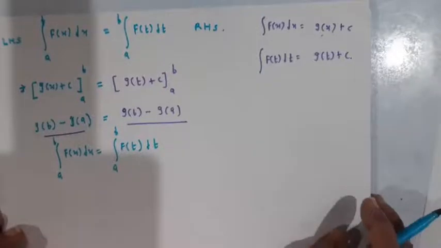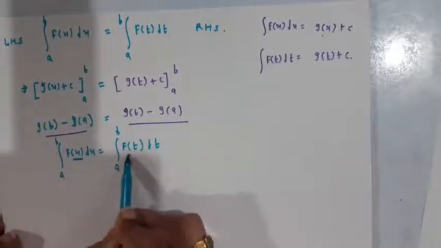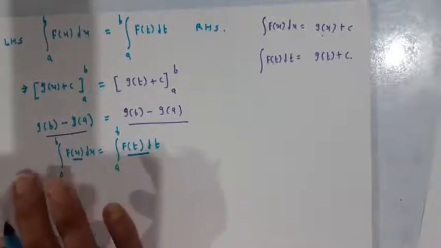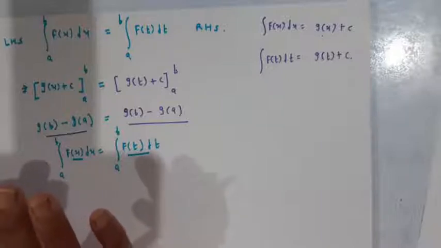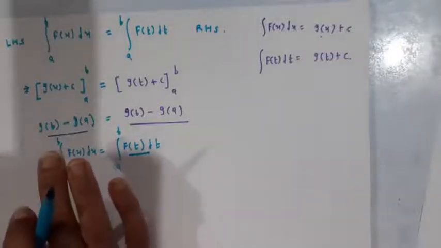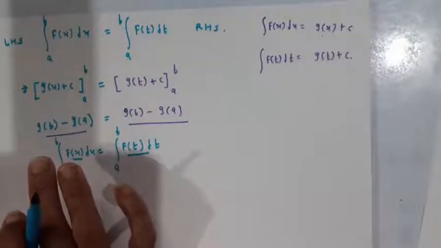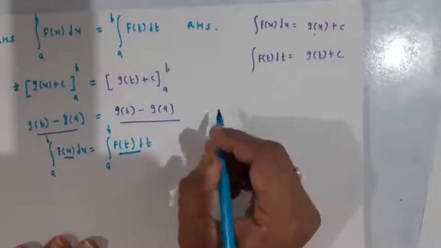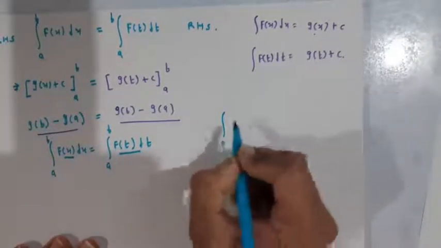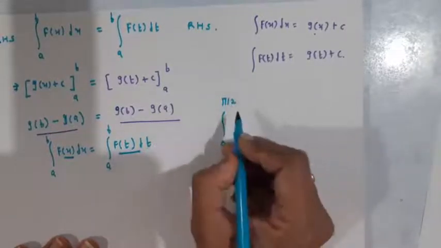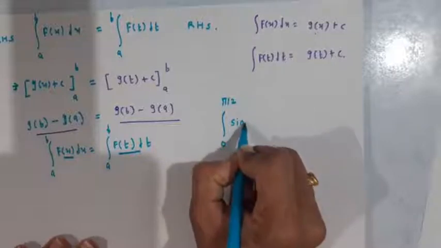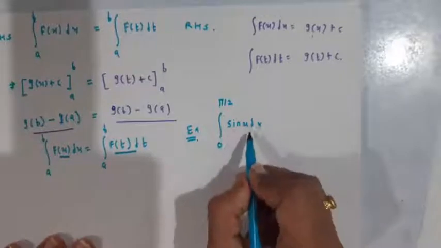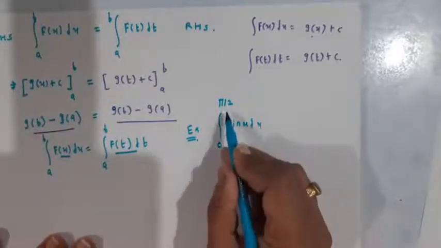If the limits of integration are the same and we change only the variable, then there is no change in the value. This is an important property. Suppose, for example, the integration from 0 to pi by 2 of sine of x with respect to x.